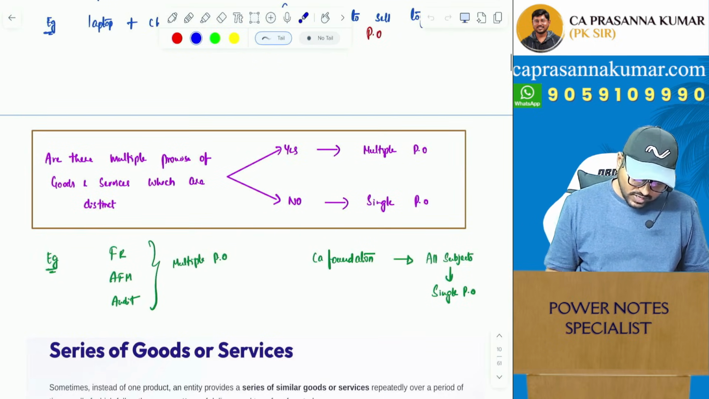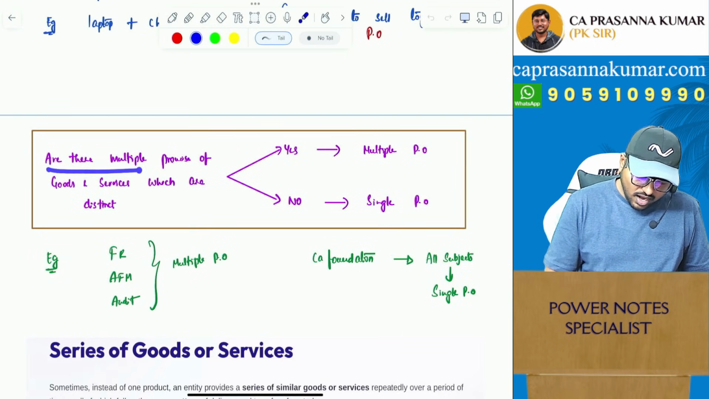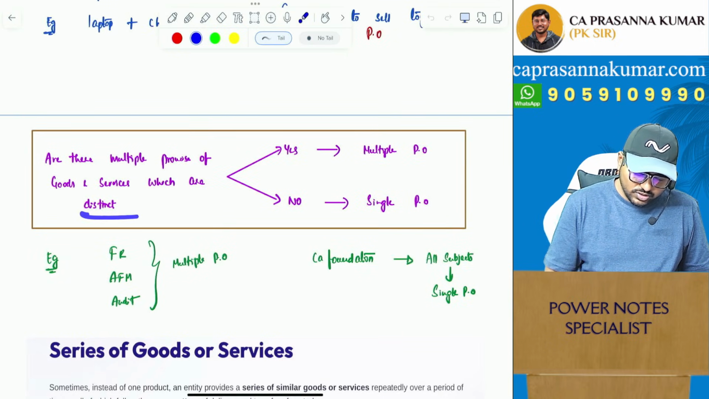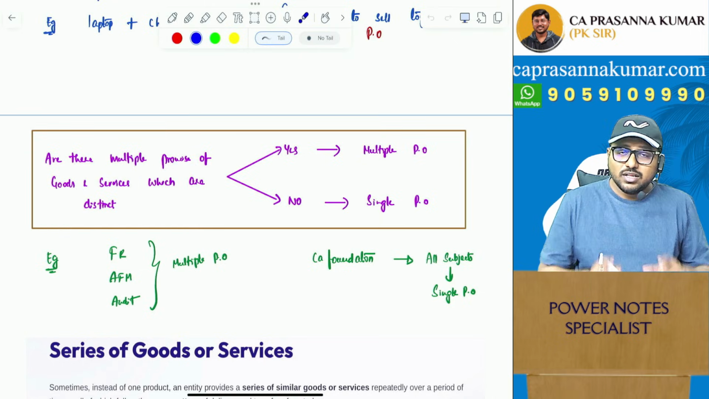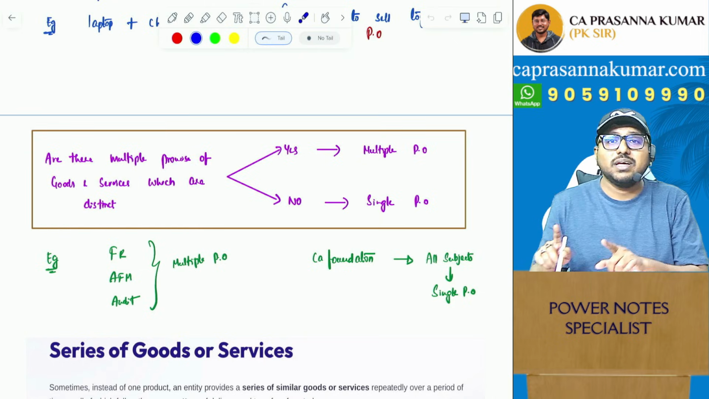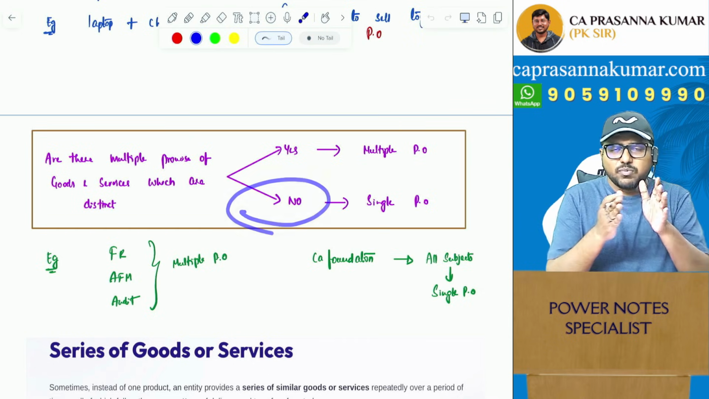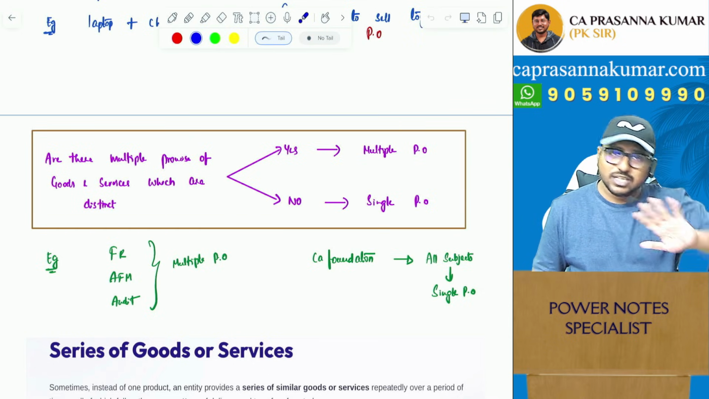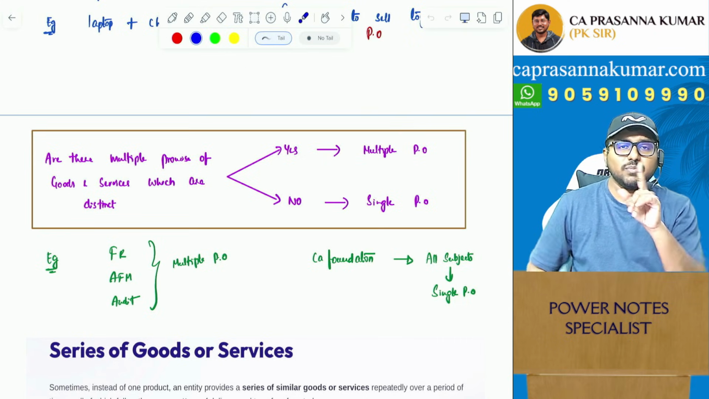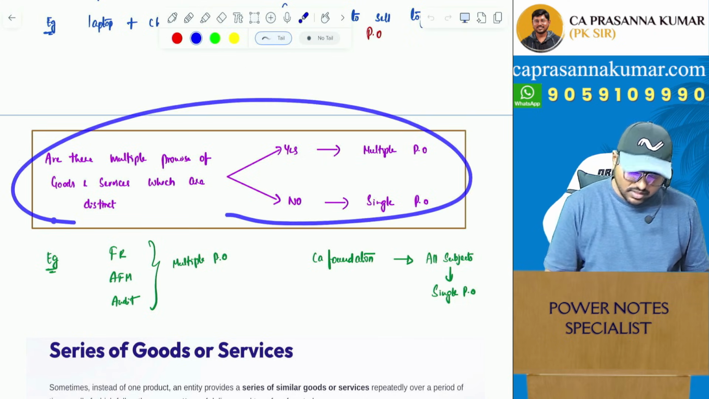Got it? Now, finally, the understanding is, are there multiple promises of goods or services which are distinct? Yes, sir. Then each and every distinct good or service will be referred as one single PO. That's what you need to learn. If they are not distinct, then all of them put together will be considered as one single PO. Clear? I'll give you one more example.